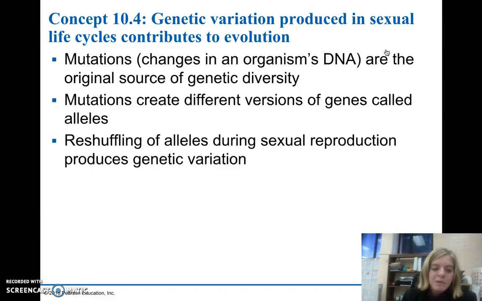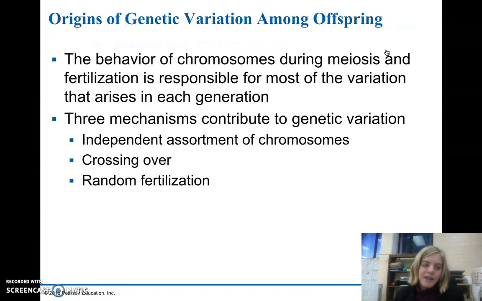And in sexual reproduction, we've seen that these alleles get shuffled around, especially during meiosis, and that's what causes genetic variation in the population. And when the genes vary, we know that ultimately the physical manifestation of those genes will also vary as well. The behavior of chromosomes during meiosis and the process of fertilization is primarily responsible for most of the variation that we see in each generation between parents and offspring.